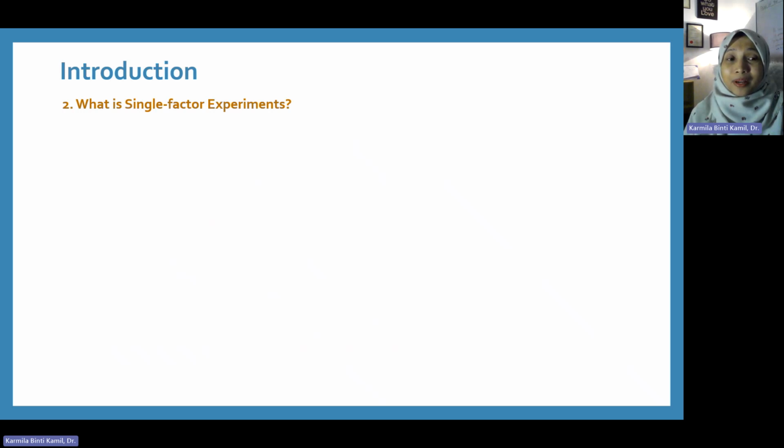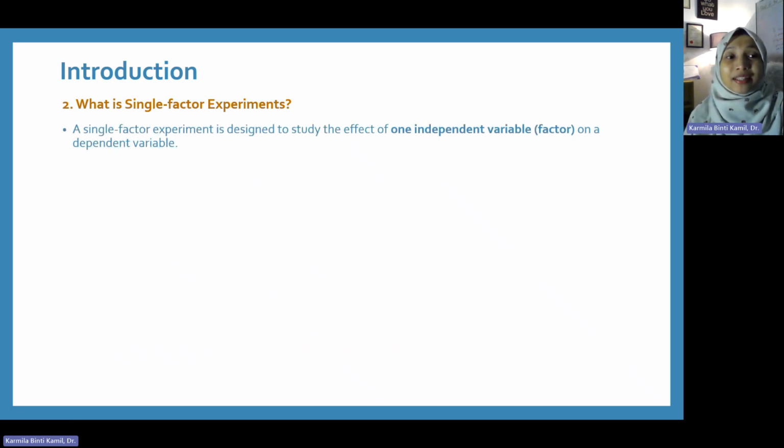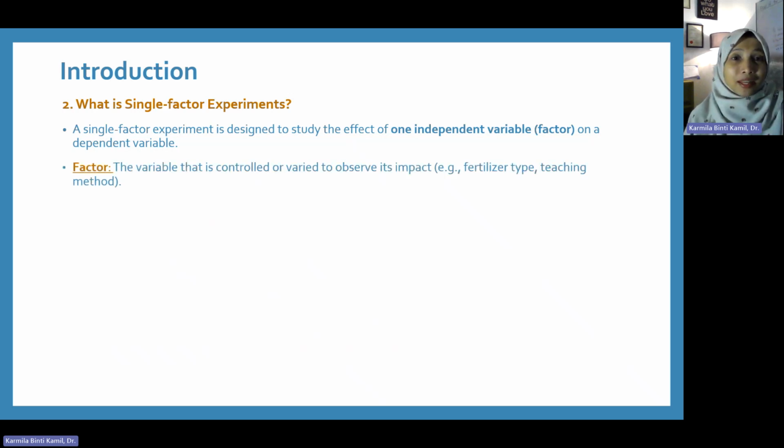All right, next, what is a single factor experiment? Maybe this is the first time you have heard about a single factor experiment. Don't worry. A single factor experiment is designed to study the effect of one independent variable or factor on a dependent variable. Okay, there are a few terms that we need to understand on single factor experiments, which later we will use as parameters in our ANOVA analysis.